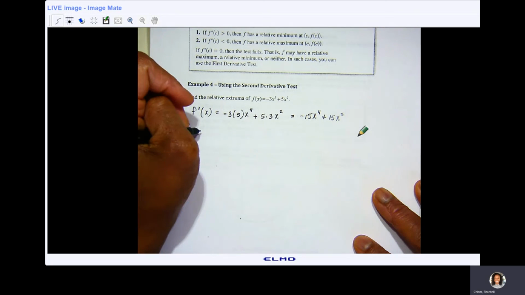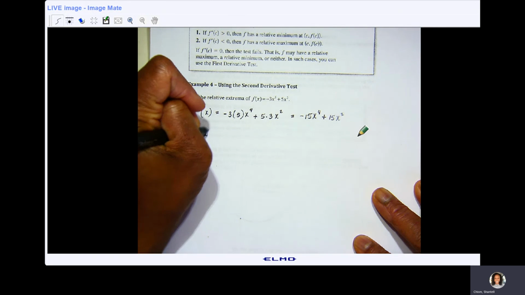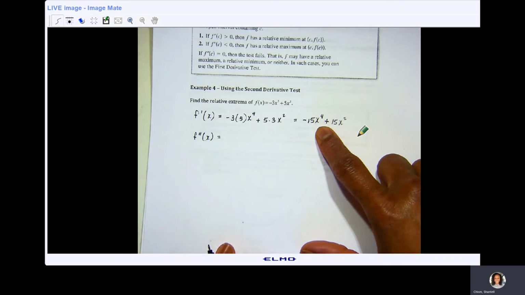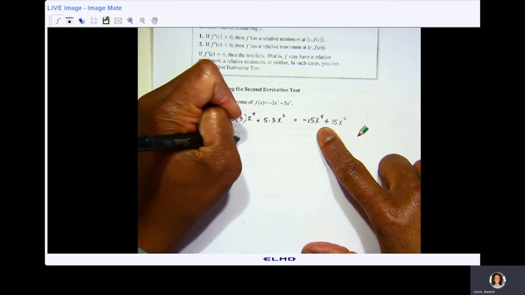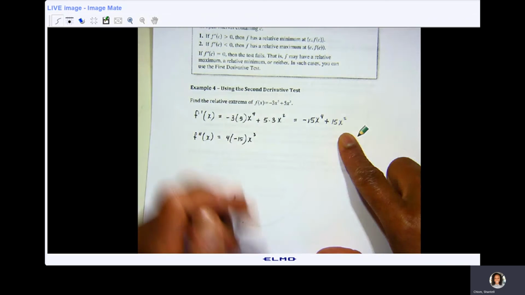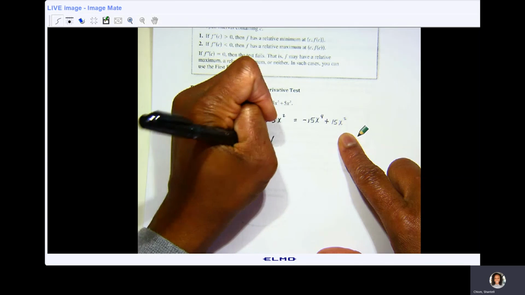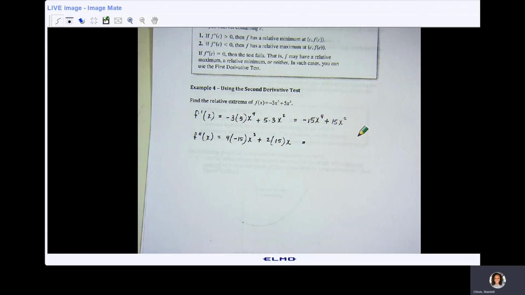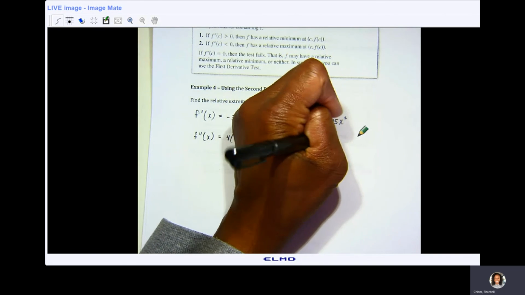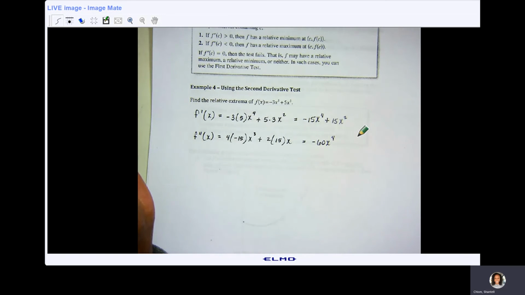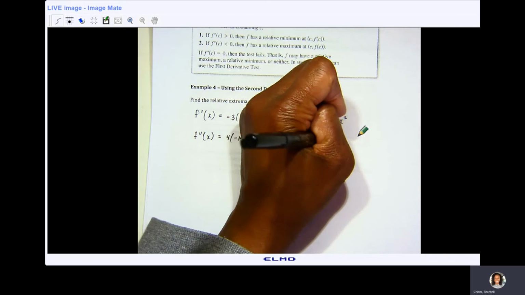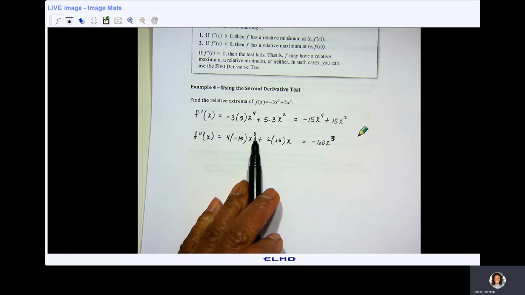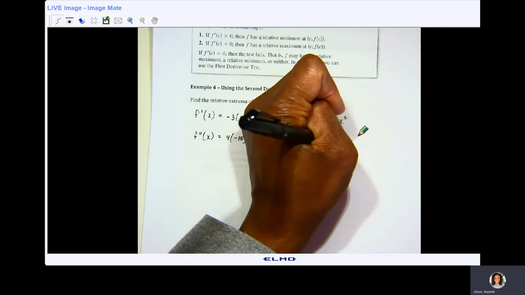All right, then we'll find f double prime. Taking the derivative here, bring down the 4. 4 times negative 15 x to the third plus 2 times 15 x. So 4 times negative 15, I get a negative 60 x to the 4, and I'm sorry, x to the third, because that's the exponent right there. And then I get plus 30x.